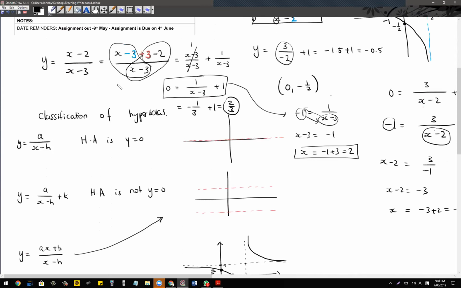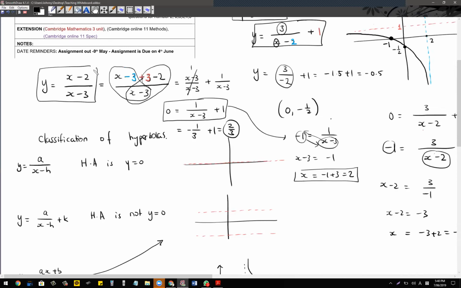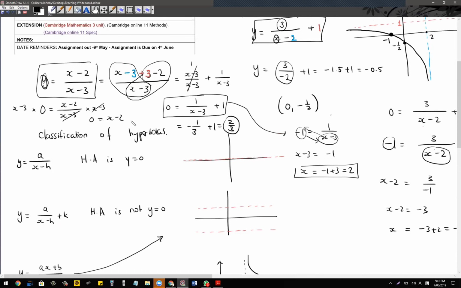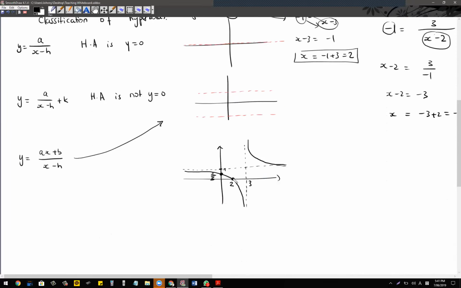Cool. Well, this is a lot simpler if you just look at the original function. This is 0, and you multiply both sides by x minus 3. 0 times x minus 3 is still 0. This one cancels, so you get 0 equals x minus 2. Therefore, x is equal to 2. So you get 2, 0 here.